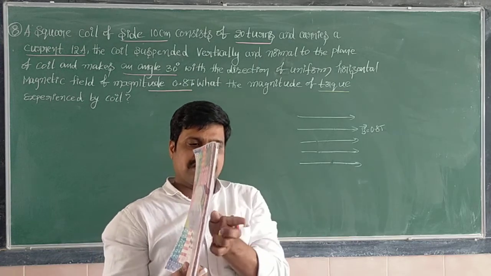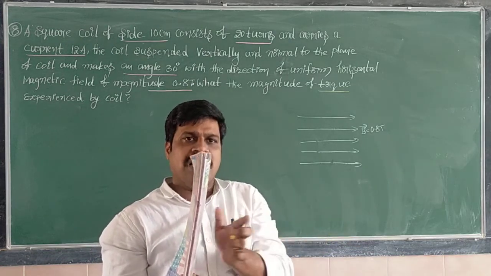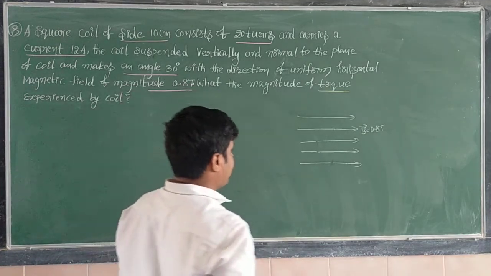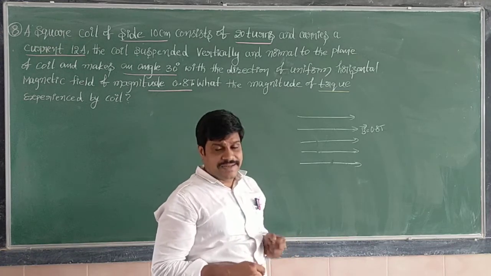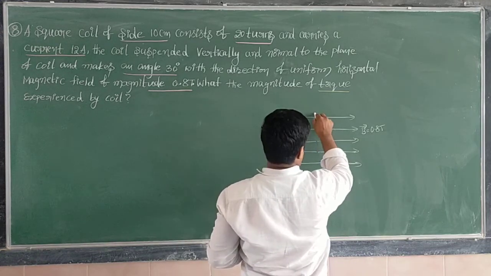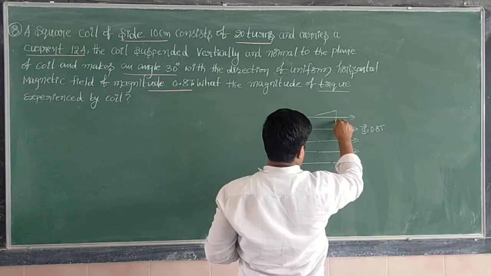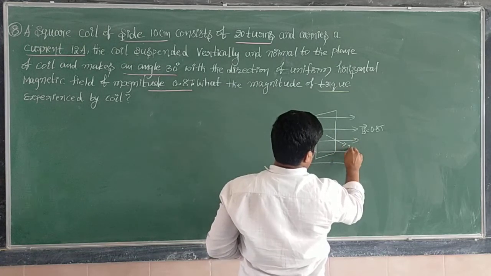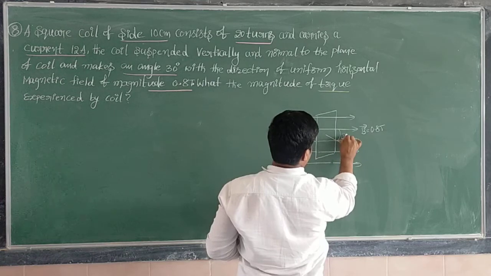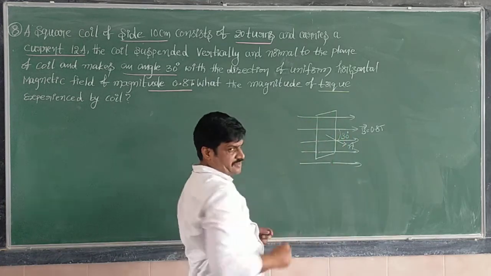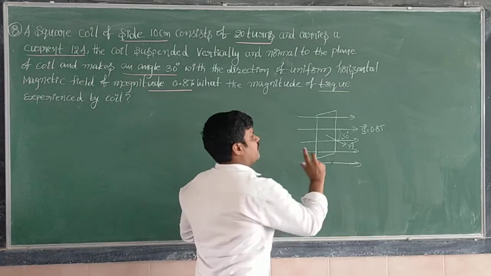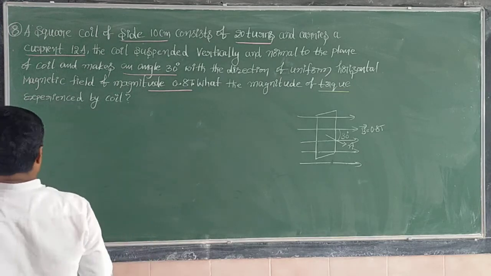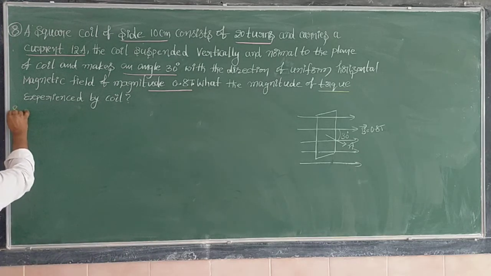In this case, see, this is the direction of the plane of the coil, and in between the plane of the coil and the magnetic field, the angle is 30 degrees. This is the plane of the coil, that means the area vector of the plane of the coil. Here the angle is 30 degrees. Now for this rotation, from the normal condition, the torque experienced by the coil we have to find.